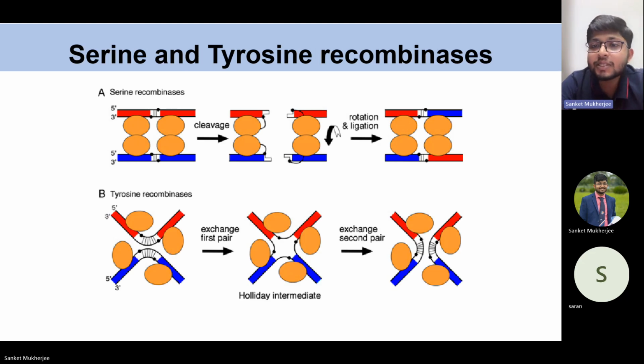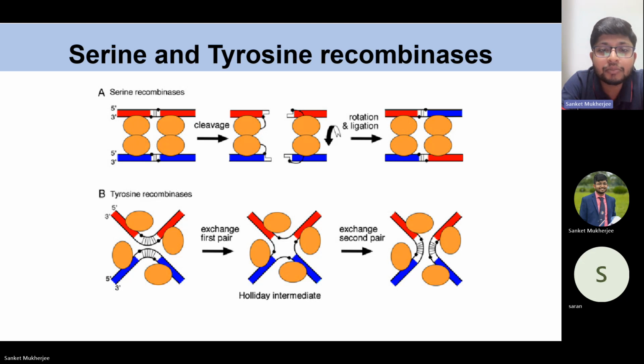So in case of site-specific recombination, there are essentially two specific recombinases which are involved. One is serine recombinase, another one is tyrosine recombinase. So what happens in serine recombinases? You see that initially the proteins bind to the double-stranded DNA on the target region, and after they bind and cleave, they will cause a 180-degree rotation.